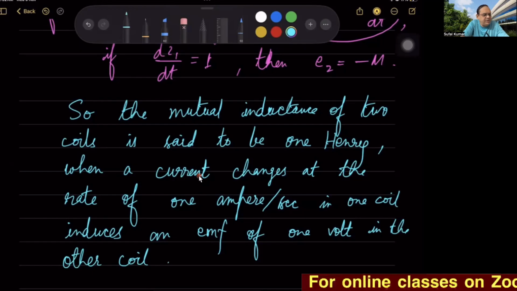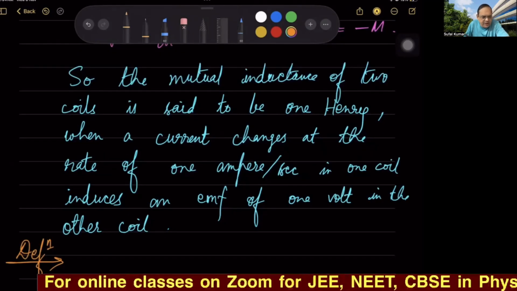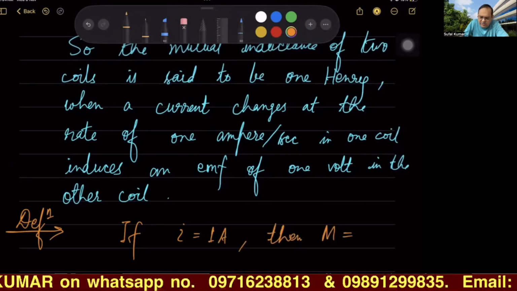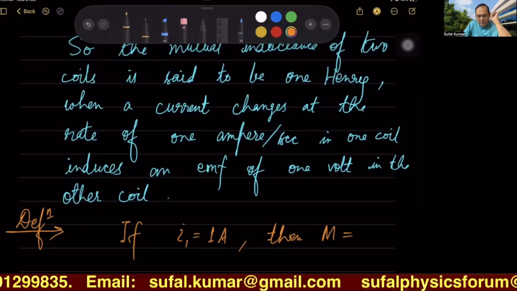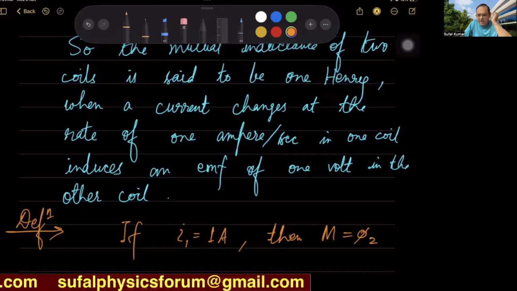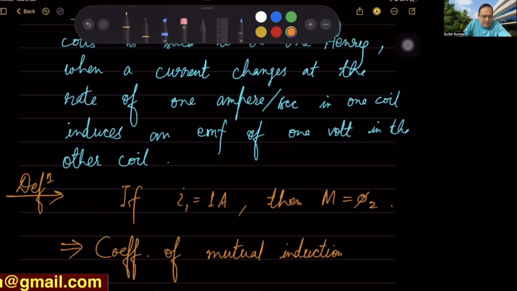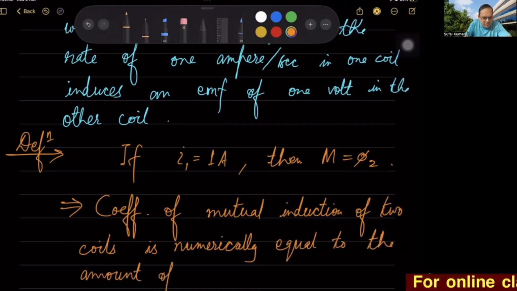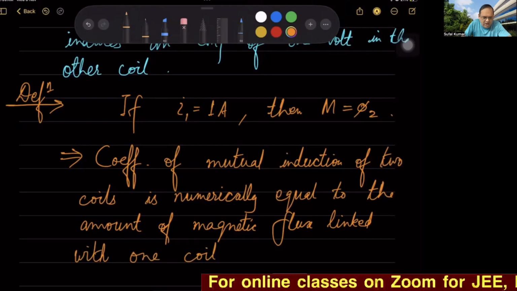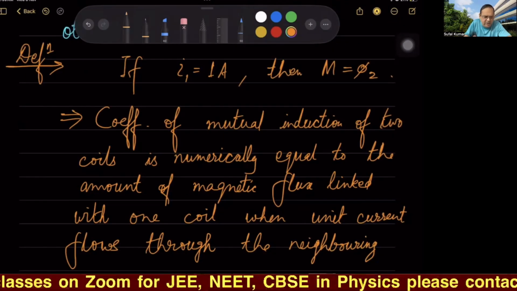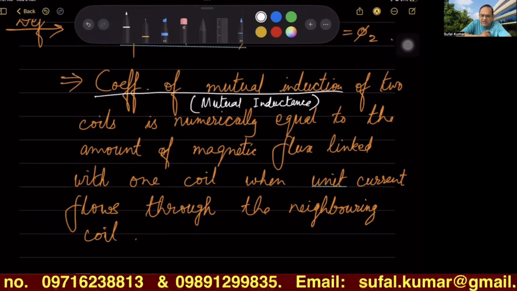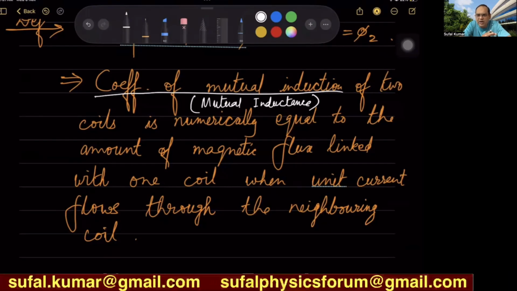At this point I am to write, the coefficient of mutual inductance: if I1 is 1 ampere, then M is equal to phi2. The coefficient of mutual induction of two coils is numerically equal to the amount of magnetic flux linked with one coil due to unit current in the neighboring coil. This is also known as mutual inductance. Both are the same thing, coefficient of mutual induction or mutual inductance.